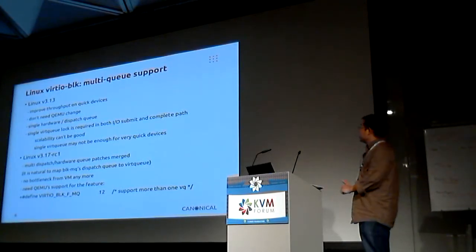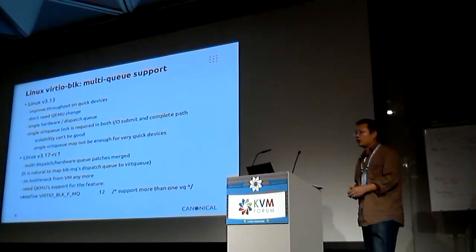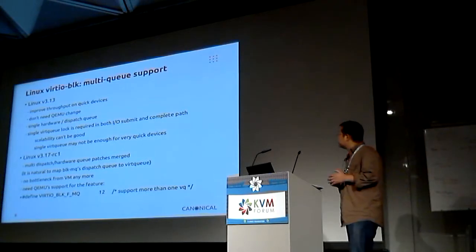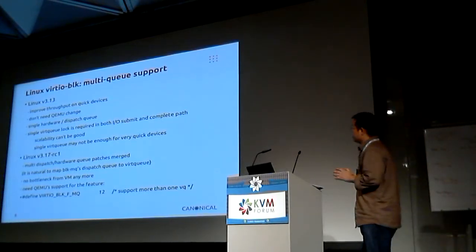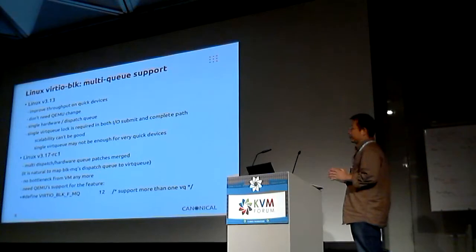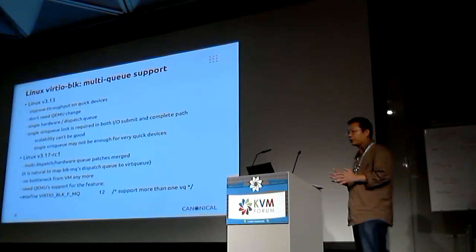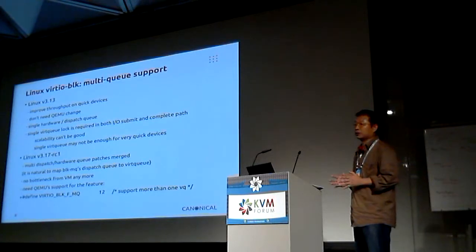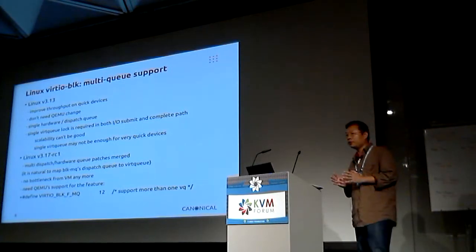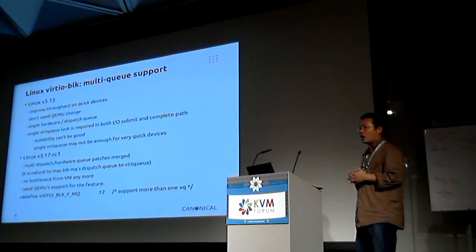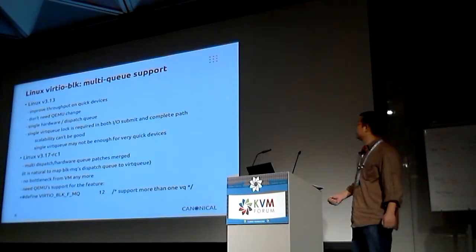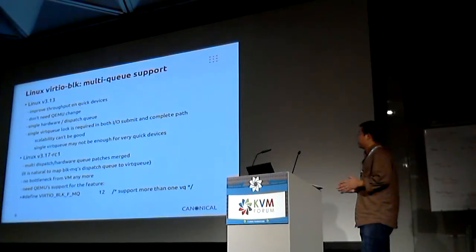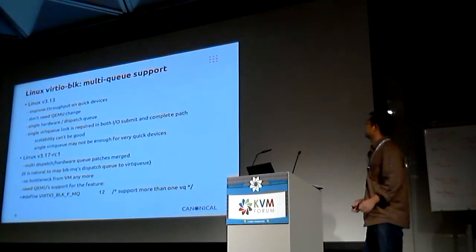It doesn't need a QEMU change, but it still uses a single virtqueue. Because the single virtqueue lock is required in both the submit path and the completion path, the scalability can't be good. It may not be enough for some fast devices. So the multi-dispatch and hardware queue patches are merged in 3.17.